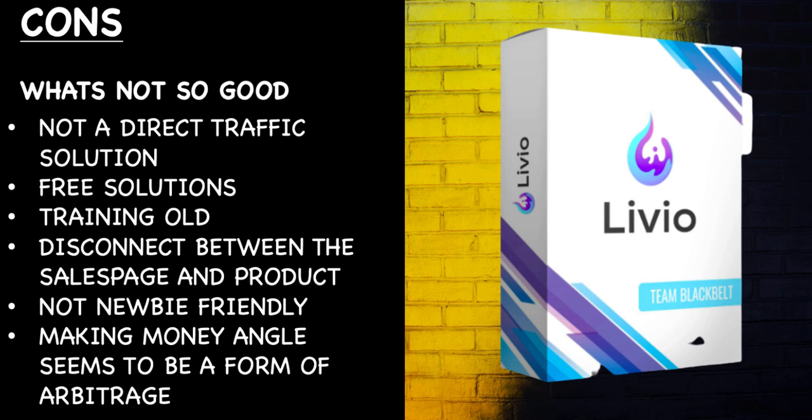And that's why I think you need to understand this subject before you go into it. There's a big disconnect between the sales page and the product. It's not newbie friendly, especially on the business side. And the making money angle seems to be a form of arbitrage, which is, as I said, you're providing a service on Fiverr, but you're using other people to fulfill that service. So it seems to be that form, but it never really explicitly says that on the sales page.